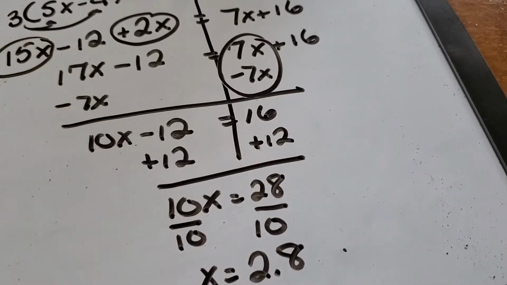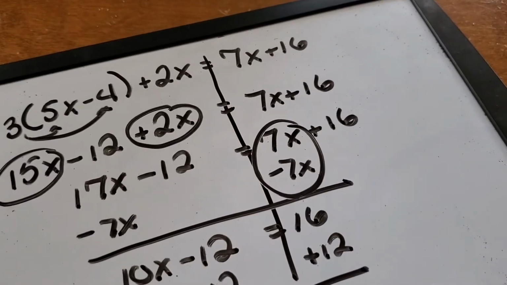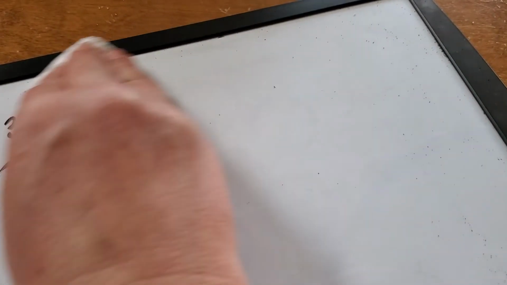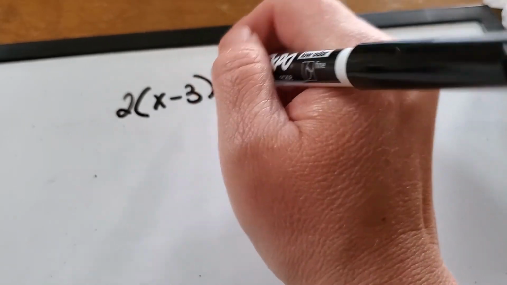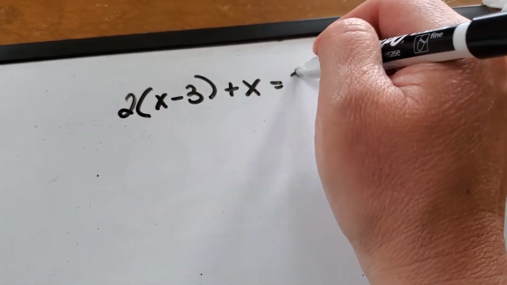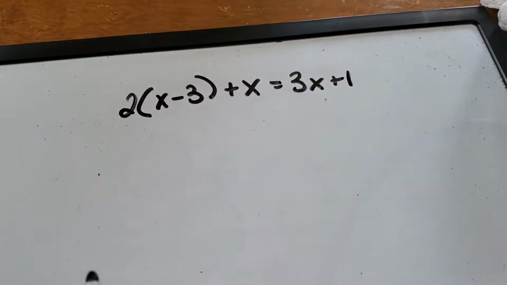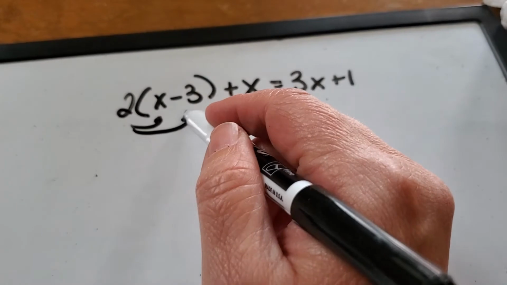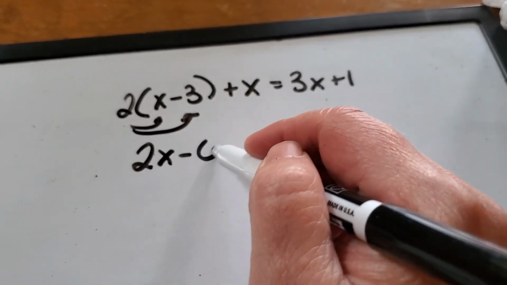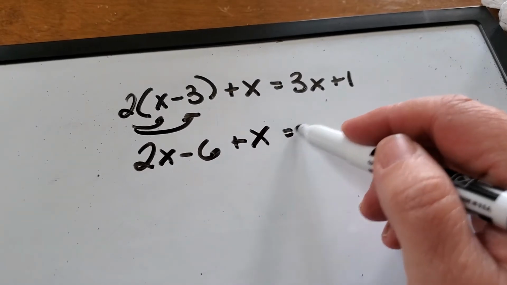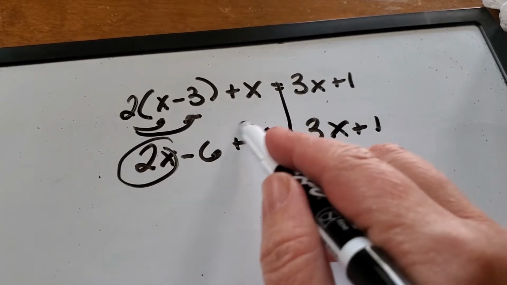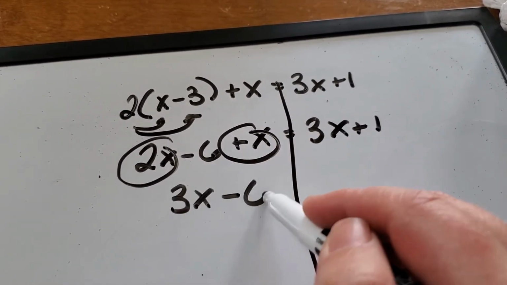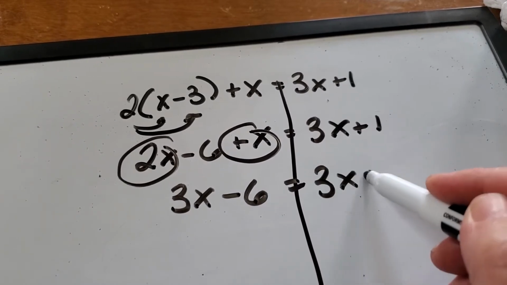Okay, let's look at another one. Let's make sure you're doing okay with when an equation has infinite solutions and when it has no solutions. So here's an equation. Let's do 2 times (x minus 3) plus x equals 3x plus 1. Now, if I simplify this side of the equation, I'm going to get 2x minus 6 plus x equals 3x plus 1. I can put my line here if I want. When I combine like terms here, I get 3x minus 6 equals 3x plus 1.